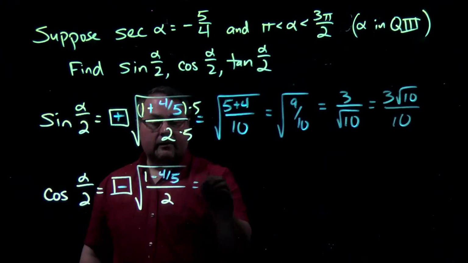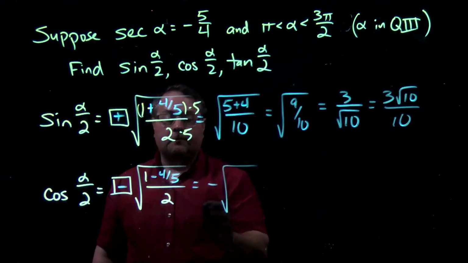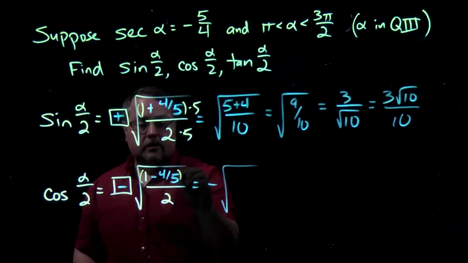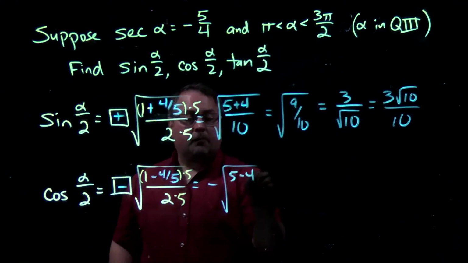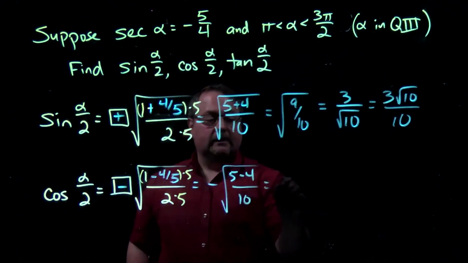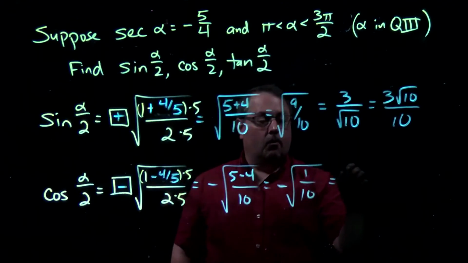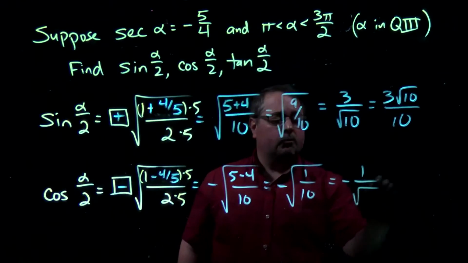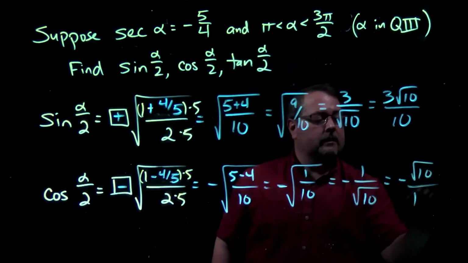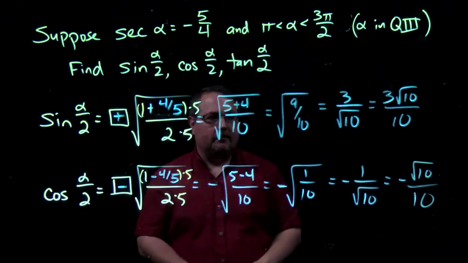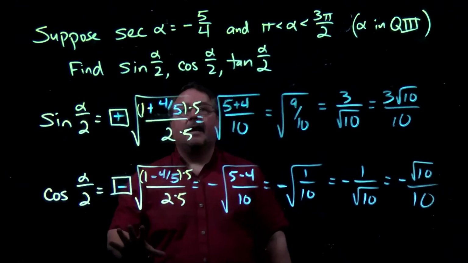Similarly for cosine, we're going to have negative the square root of 1 minus 4/5. And again, if we multiply the top and bottom by 5 to simplify, we're going to have 5 minus 4 over 10. So that's going to be negative the square root of 1/10, or negative 1 over the square root of 10. And if we want to rationalize the denominator, that's negative square root of 10 over 10. Okay, so that's sine and cosine.